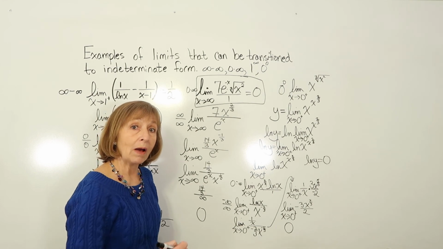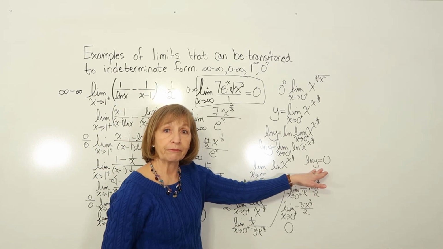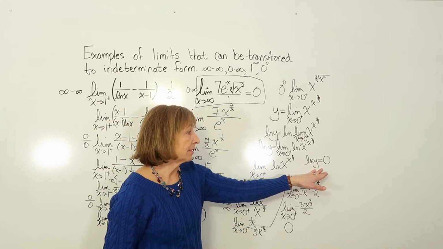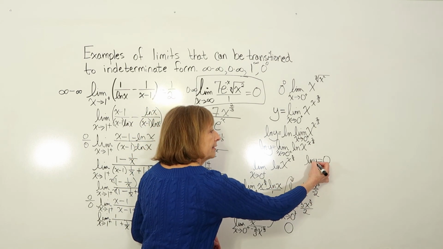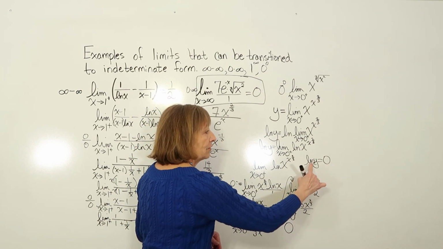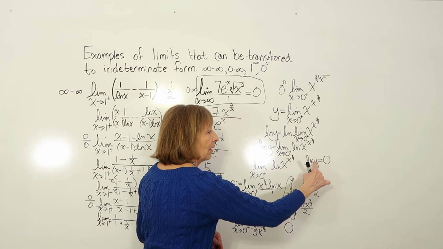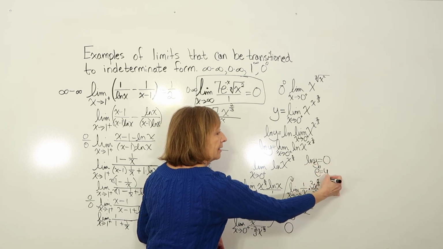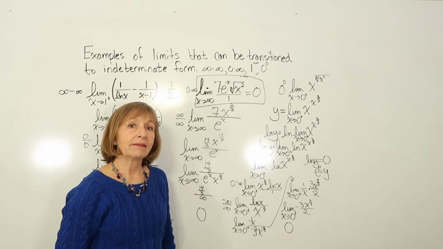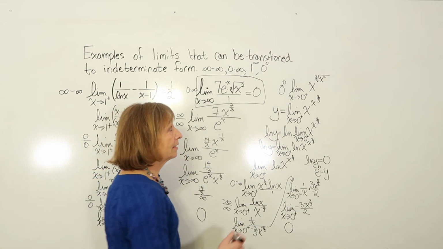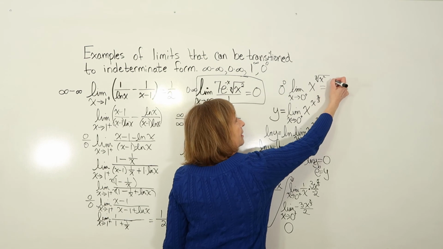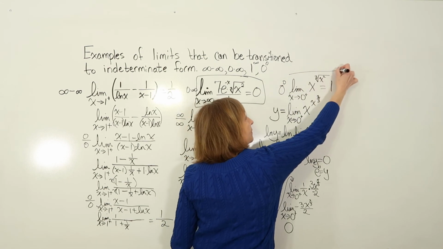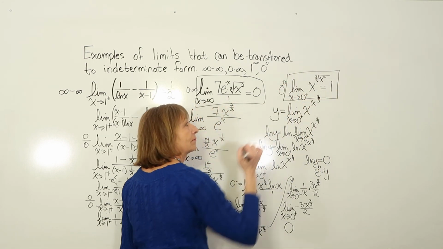To find out what y is, we want to go from logarithmic form to exponential form. So natural log, our base is e. So the exponent you put on e to get y is an exponent of 0. So e to the 0 is y, and e to the 0 value is 1. So this limit is 1.